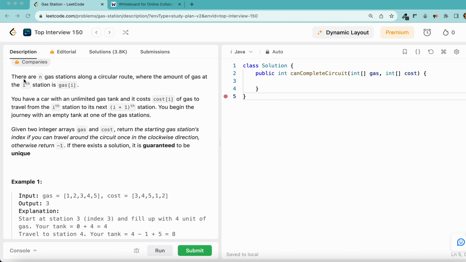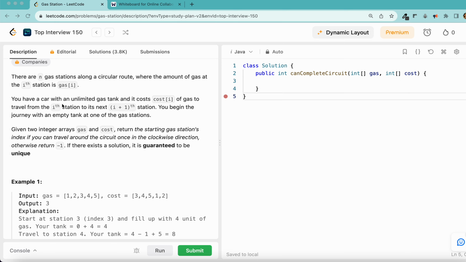So the question is saying there are n gas stations along a circular route where the amount of gas at the ith station is gas[i]. So this is the gas array which is given, and at the ith station, the amount of gas present is given over here. So at station 0, 1 unit of gas is present. At station 1, 2 units of gas is present.